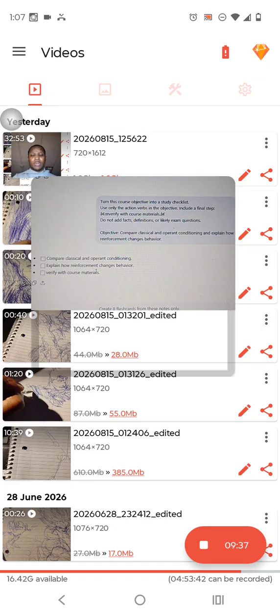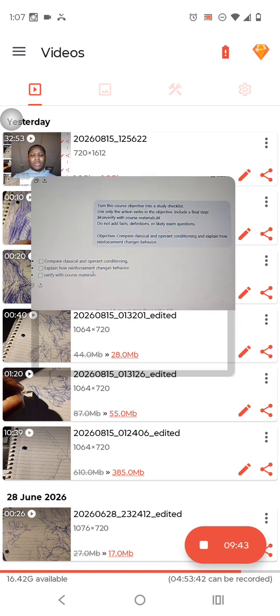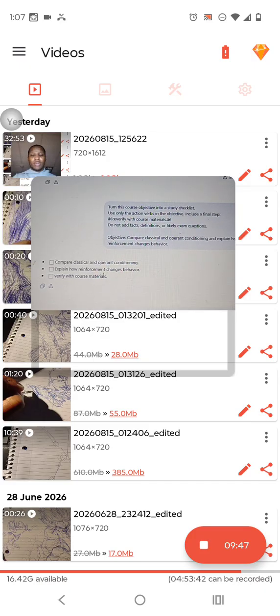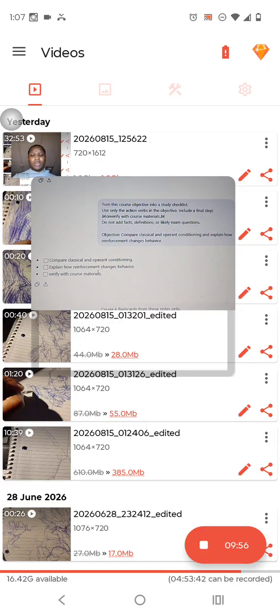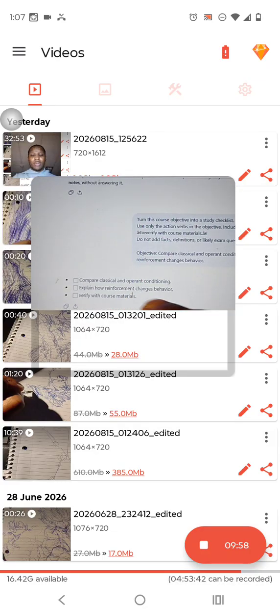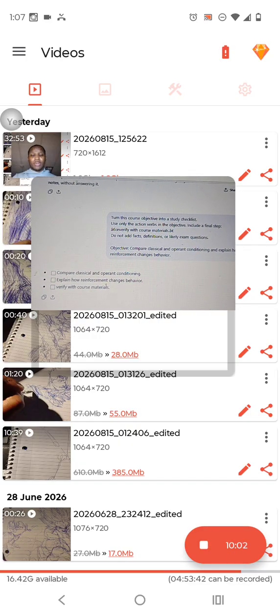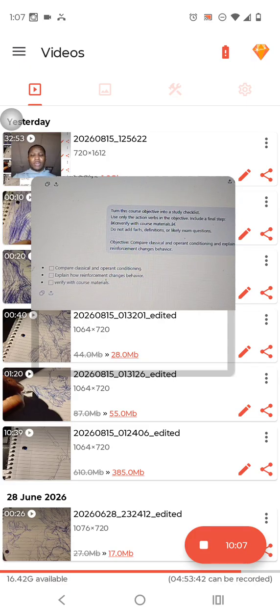So, turn this course objective into a study checklist. Use only the action verbs in the objective, and include a final step: verify with course materials. Do not add facts, definitions, blah, blah. So the objective was compare classical and operant conditioning. So that handled the objective. In the prompt, when it says objective, that's the first line. And then the second point was explain how reinforcement changes behavior.